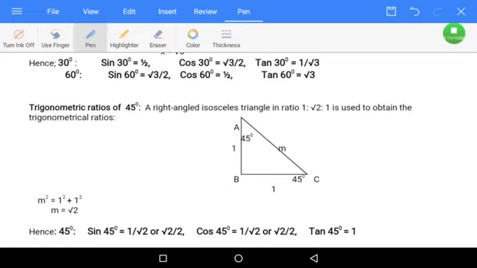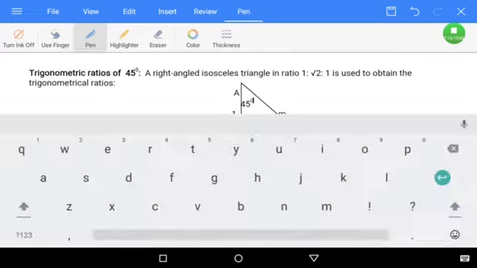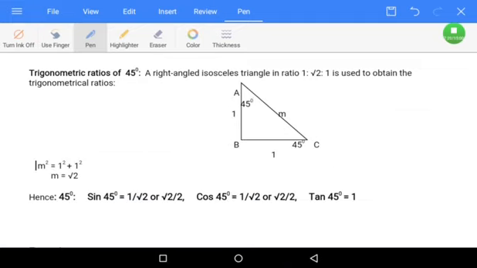So now we have to calculate this hypotenuse. We know that hypotenuse squared equals opposite squared plus adjacent squared. So we say m squared equals 1 squared plus 1 squared, and m squared gives us 1 plus 1, that is 2. So m equals root 2. So you just replace m here with root 2.